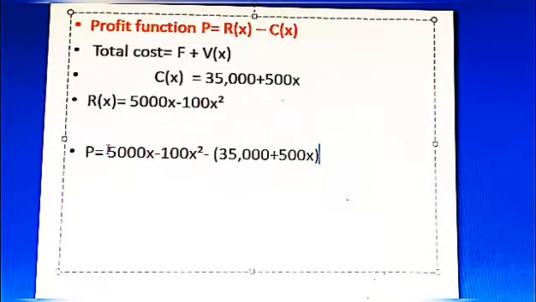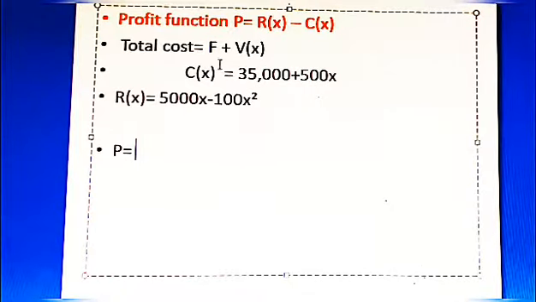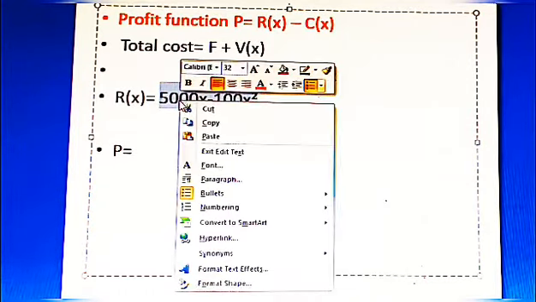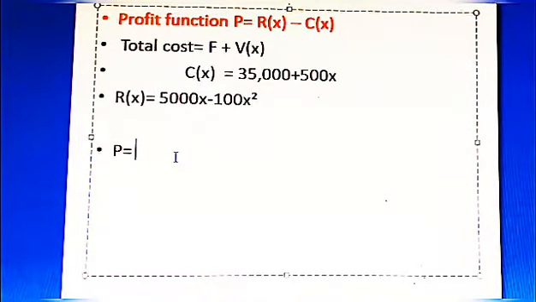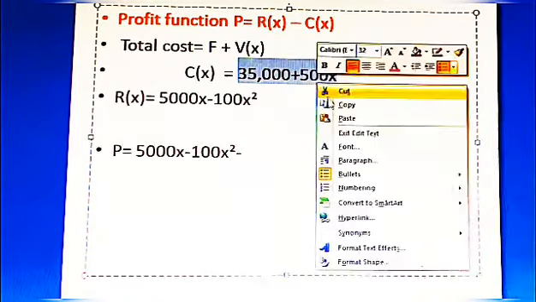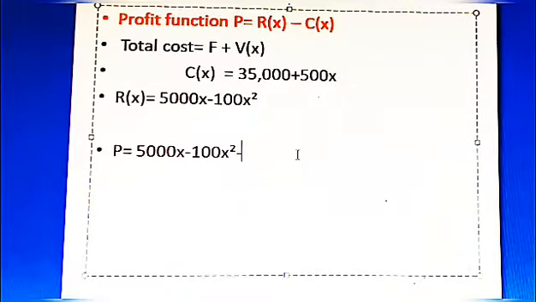The profit function is total revenue minus C of x. So what is your total revenue? We have 5000x minus 100x square. Okay, subtract minus C of x. This is your C of x. Right, put it in a bracket. Okay, students. So that, because when you remove the bracket, the sign will change.